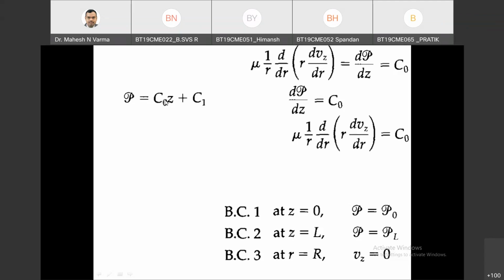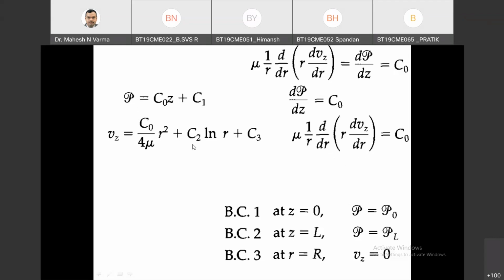And now integrating this equation, what will you get? You need to integrate this equation twice. So you will get Vz equals C naught divided by 4 mu L R square plus C2 ln R plus C3. Now C naught is already estimated. C naught is PL minus P naught divided by L.